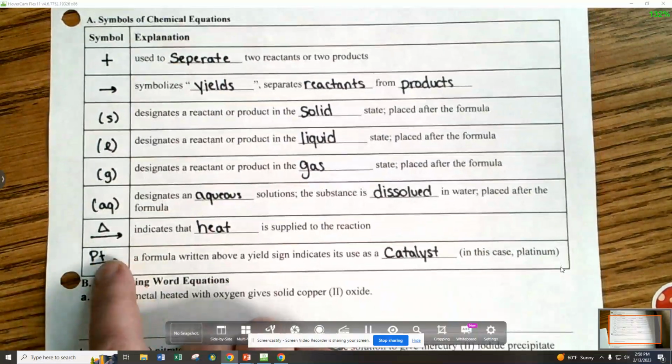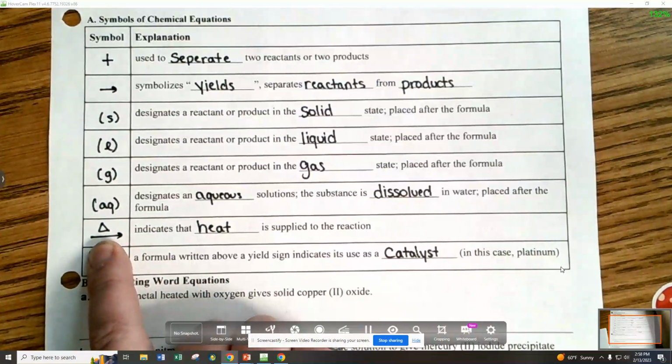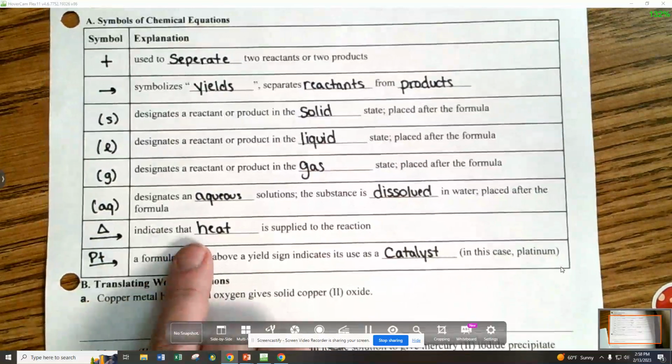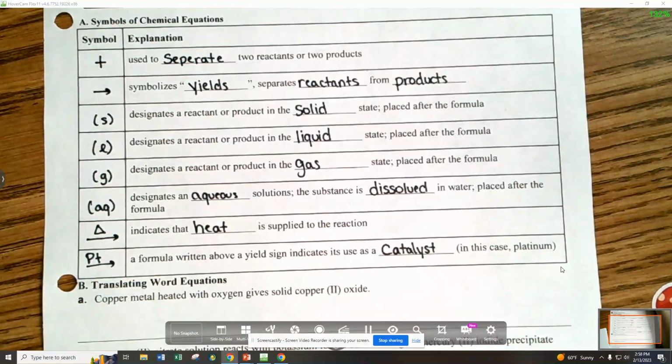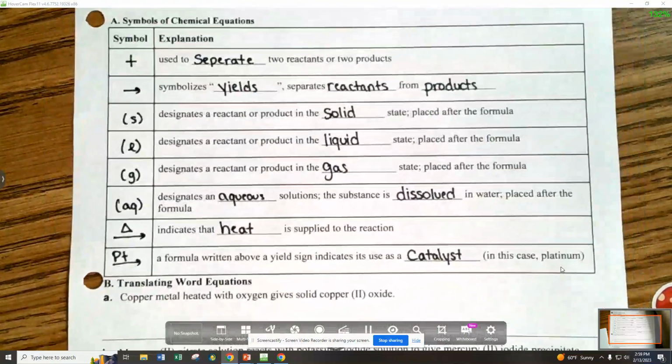Down here, we can do a couple of things with our arrows. If we put a delta sign, that triangle, above the arrow, that tells us heat is needed. A lot of times with synthesis and decomposition reactions, heat is needed in order to get the reaction started.